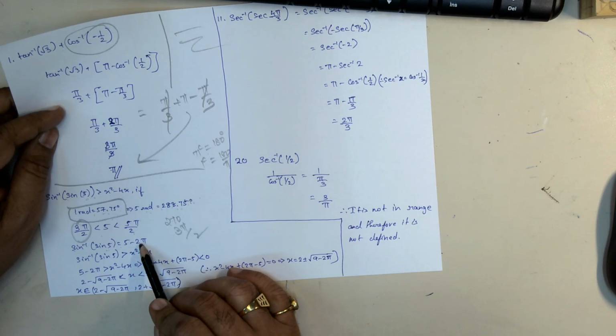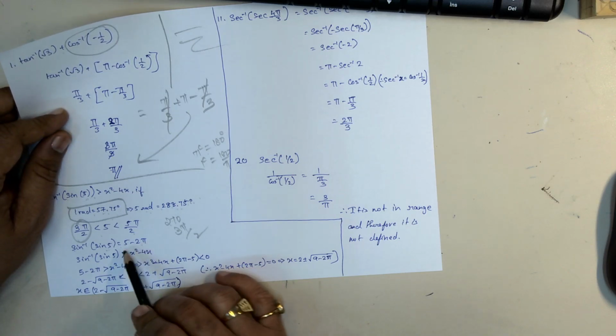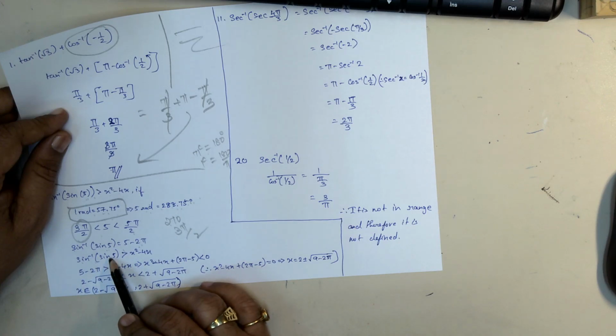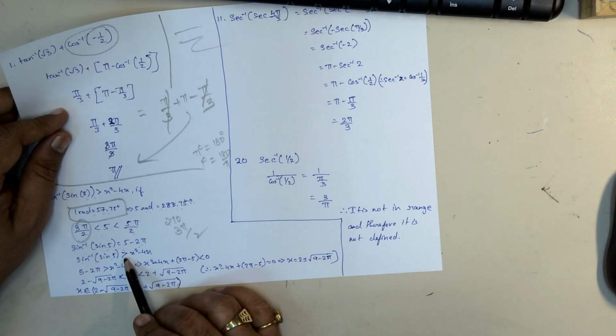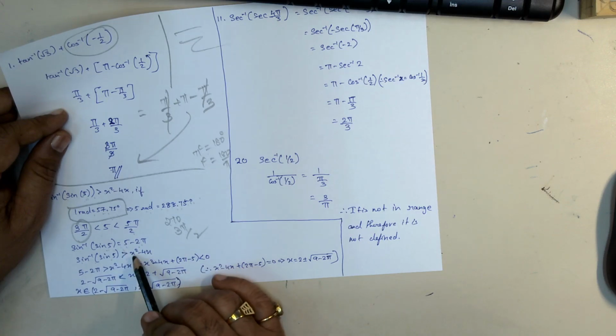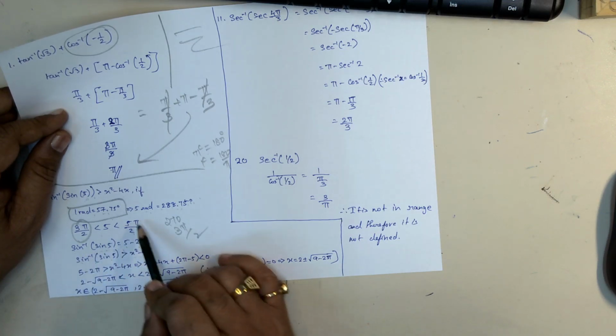Are you able to understand this? Do you understand this? Yes, sir. Right. So therefore, sine inverse of sine 5 is greater than, as per the given statement, x squared minus 4x. Now this value is 5 minus 2 pi.